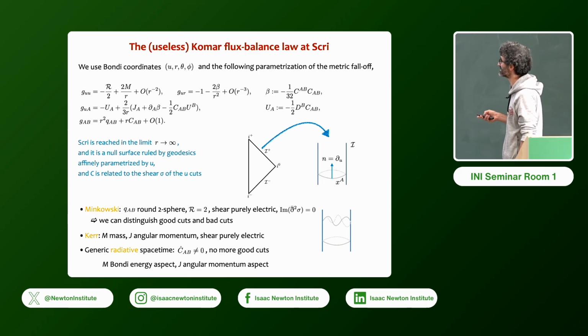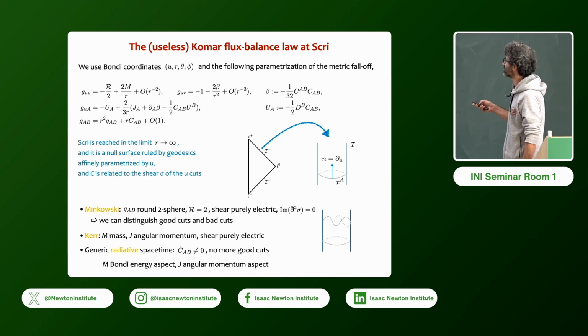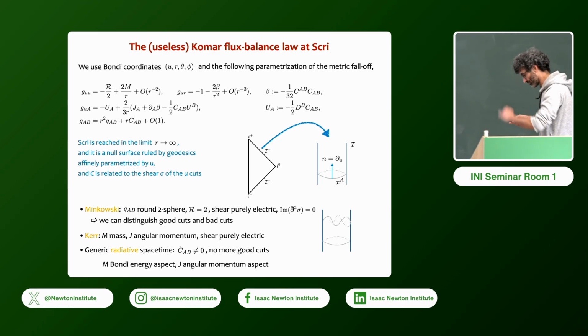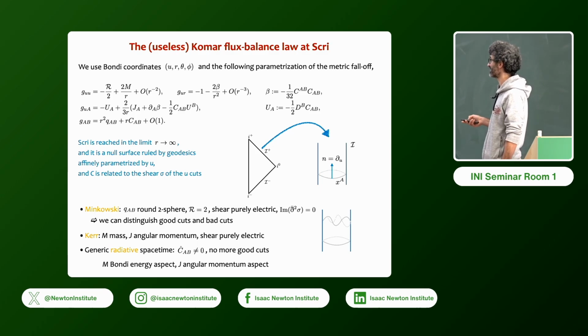If you're in Minkowski, then all these fall-off terms you can set to 0, because first of all, you can take this to be just a round sphere. Then the shear is purely electric. And if the shear is purely electric, you can distinguish good cuts and bad cuts. So you can choose good cuts so that this C on your chosen u foliation is identically 0. That's how you recover the Minkowski metric in this case.